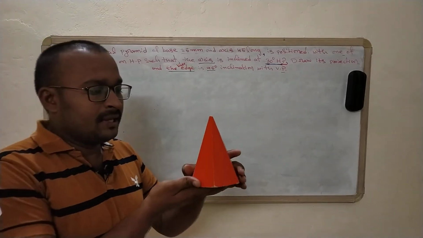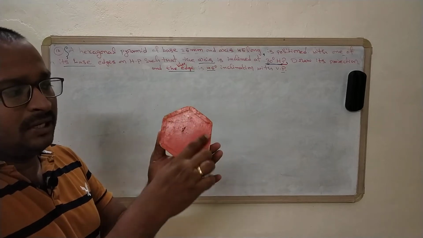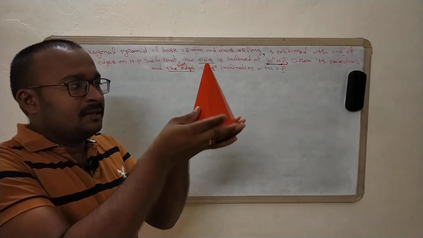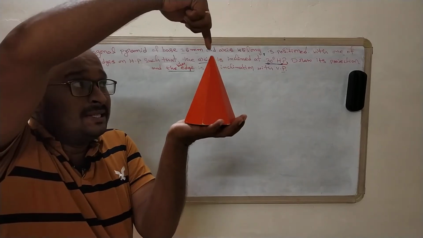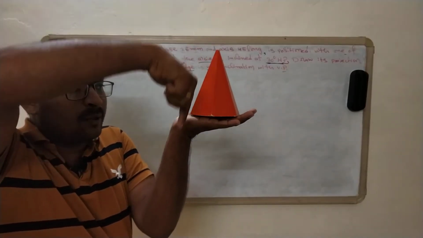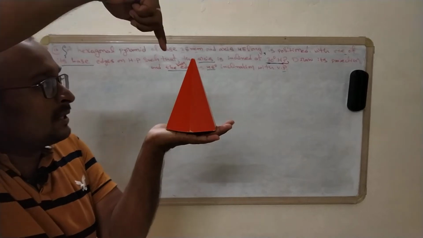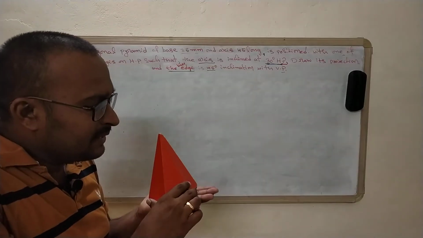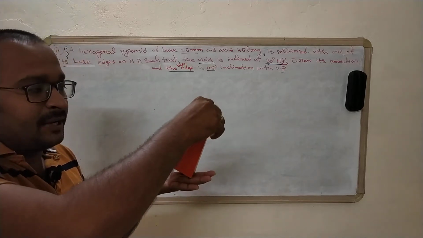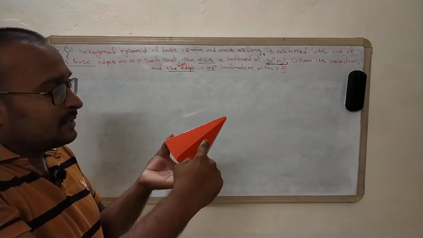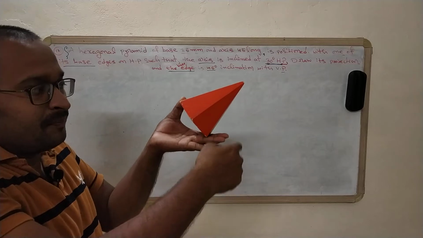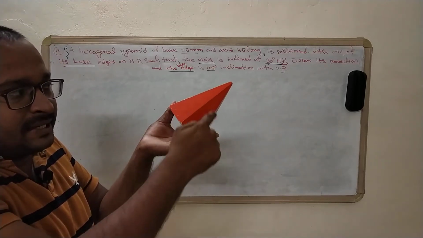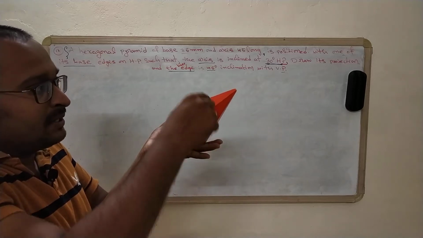if you have a hexagonal pyramid. So for the hexagonal pyramid, here you can observe that the axis is perpendicular to the HP and parallel to the VP. So now initially it is resting with its edges on HP and the axis at 30 degrees inclination with HP.